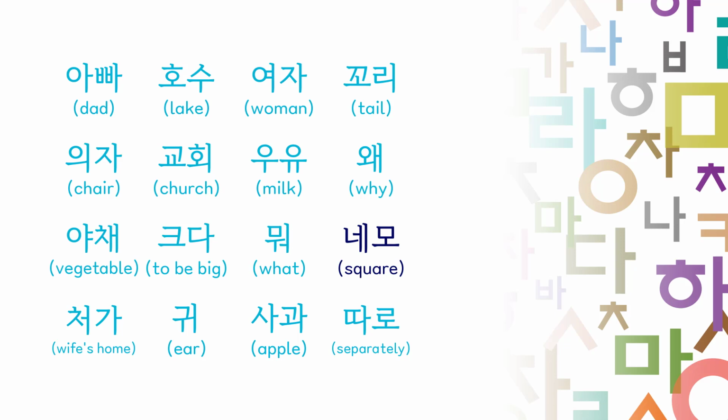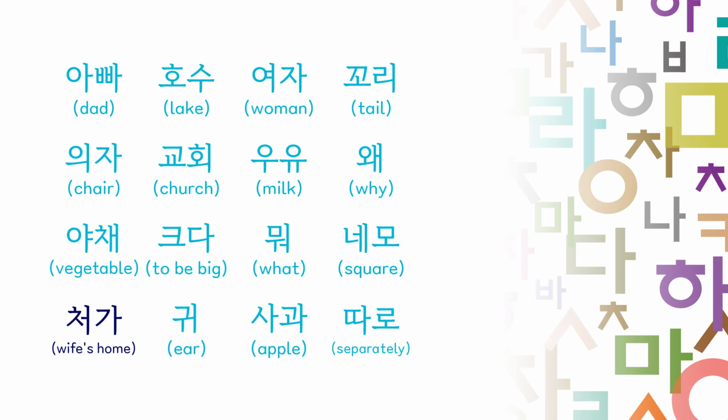Next we have 네모, 네모. And this means a square. And in the first syllable, we have niun with the vowel 에. So this is 네. And in the second syllable, we have mium with the vowel 오. So it's 모. And this is 네모.